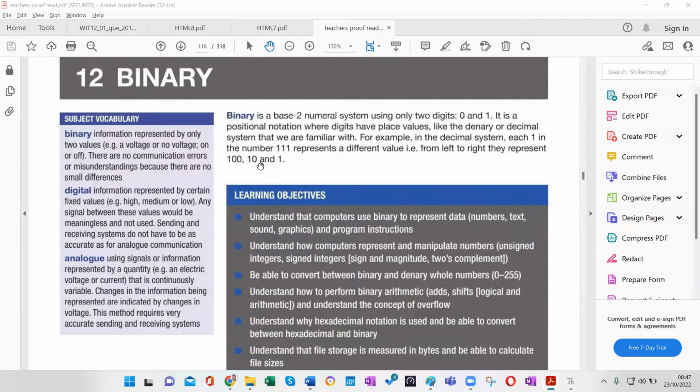Okay, so binary. If you have any questions, any doubts, just feel free to disturb me, right? Anytime.